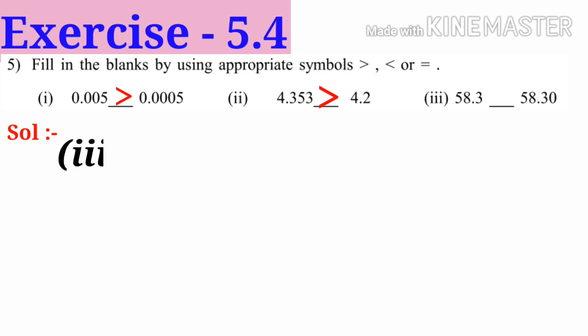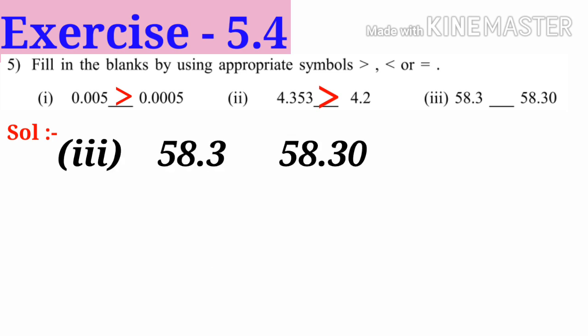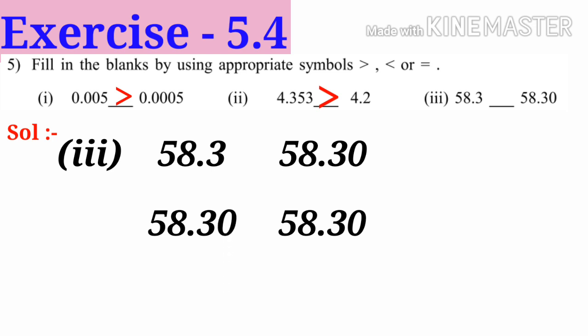Now number 3. 58.3, 58.30. Maximum decimal places is 2. So just add 0 to the decimal part of first decimal fraction. Then these become like decimals. Now compare them. They are equal. So put equal to symbol in the blank.